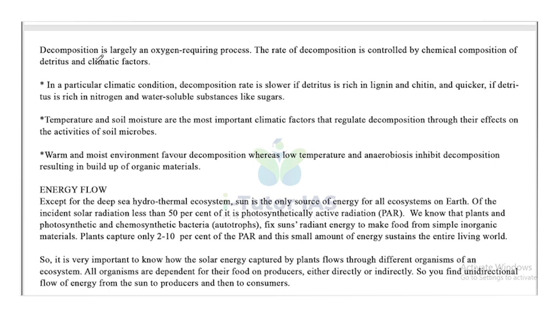Okay, we have seen the decomposition process. Now we'll see what are the factors that affect decomposition. Decomposition is an oxygen requiring process, so oxygen availability will affect the decomposition. Then the rate of decomposition is controlled by the chemical composition of the detritus, and the climatic factors. Now we'll see more details about it.